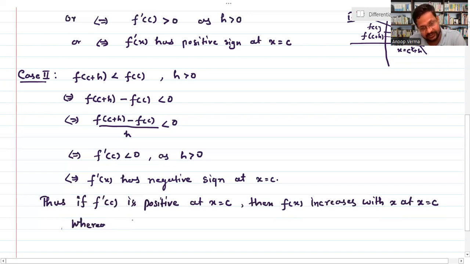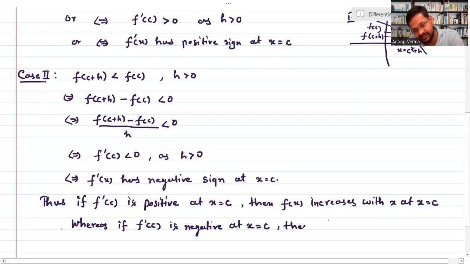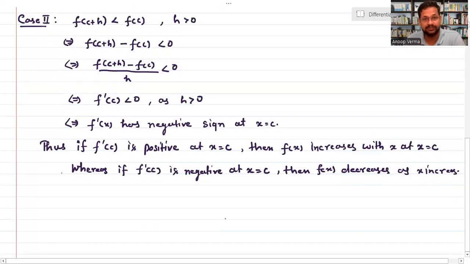If this f dash c is negative at x is equal to c, then f x decreases. The function decreases as x increases. Okay, so this is the sign convention.